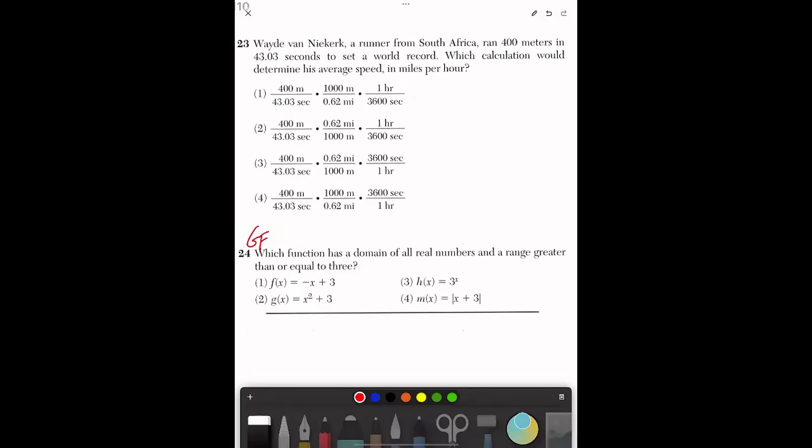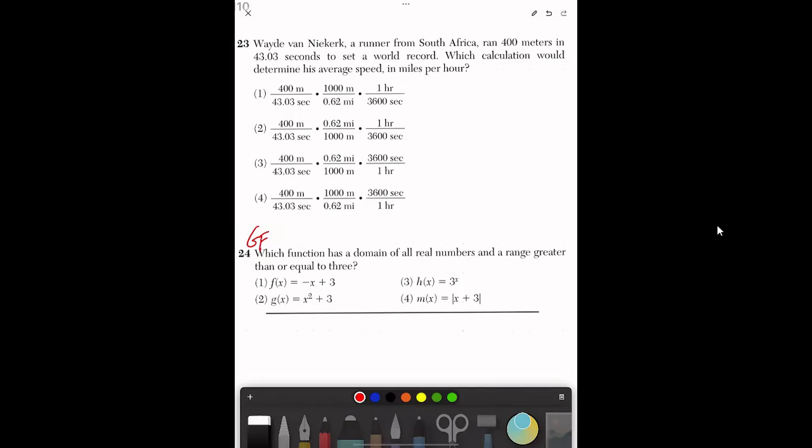H. This is question 24 from the June 2024 Regents exam. This is the last question I'm going to do tonight from the multiple choice section. They've given us four functions and they want to know which function has a domain of all real numbers and a range that's greater than or equal to 3.